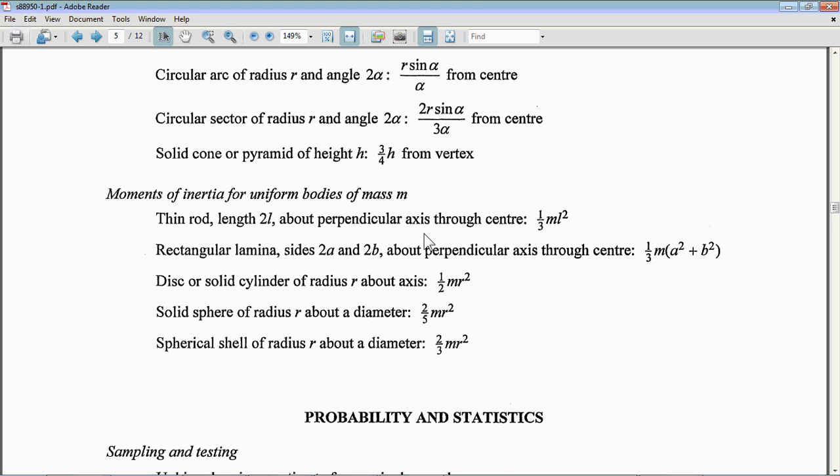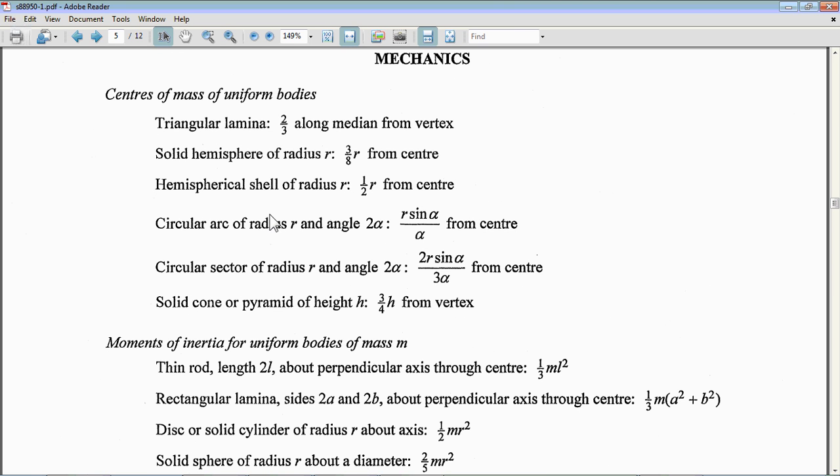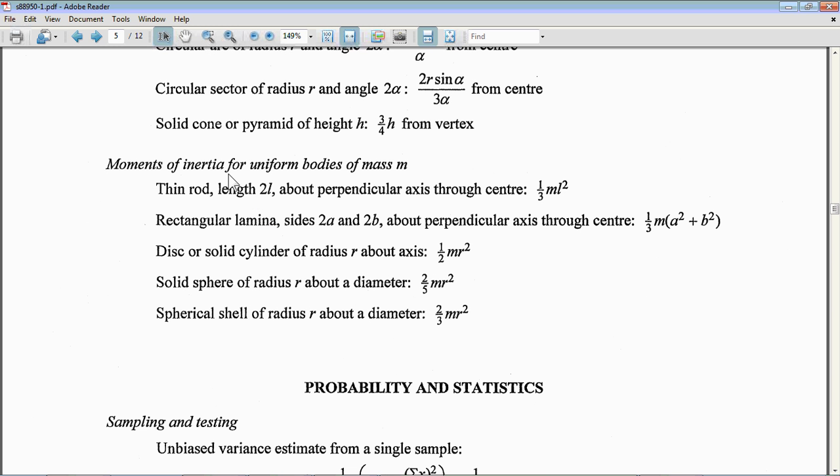So MF10, by the way, does also have results for centers of mass, but today we're focusing on moments of inertia. So we have thin rod, which basically means a straight line, right? A straight line, length 2L, about a perpendicular axis through the center. So already you notice that when we define a moment of inertia, we have to pay attention to not only the position of the center of rotation, the place we're rotating around, but also the orientation.